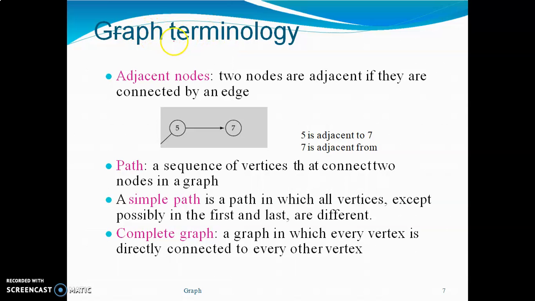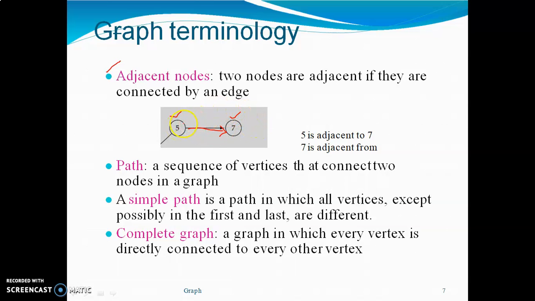And we'll see some graph terminology, that is, the different words we generally use within graphs. The first general word is adjacent nodes. Adjacent nodes are two nodes which are side by side and also have an edge between the vertices. Say, if there is a directed edge from 5 to 7, then 7 is adjacent to 5, but 5 is not adjacent to 7, because we don't have any edge from 7 to 5.